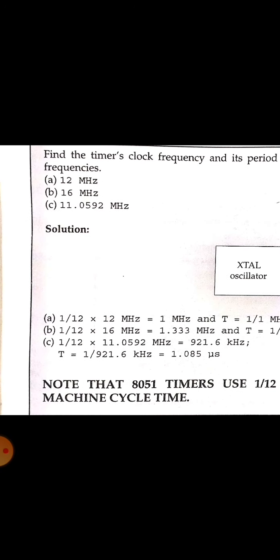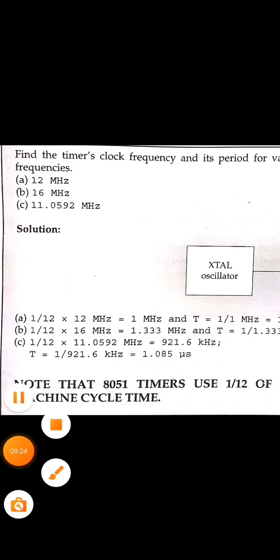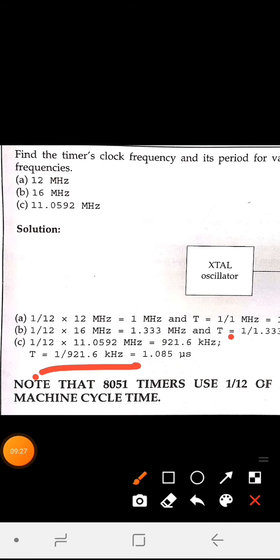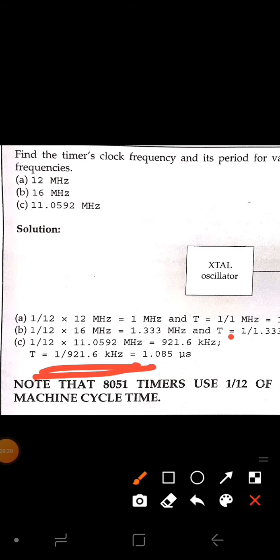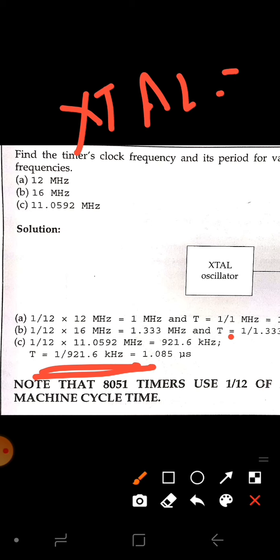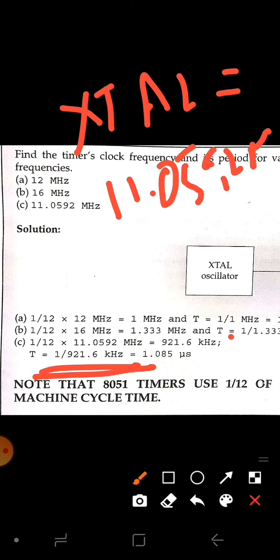Similarly, for the next case, 11.0592 megahertz, the clock equals 921.6 kilohertz, and again you find the period. Already we said that the 8051 timers use 1/12 of XTAL, that is the crystal frequency, regardless of their machine cycle time. So here the XTAL will generally be 11.0592 megahertz.